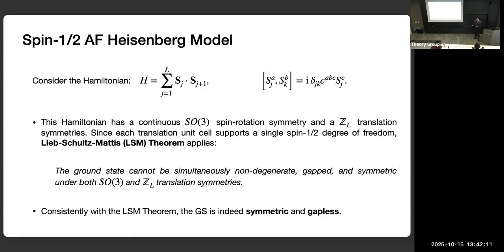Because of these symmetries, there's a constraint on the ground state of this Hamiltonian, what's called an LSM theorem. Namely, since each translation unit cell supports a single spin-1/2 degree of freedom, which realizes a projective representation of the SO(3) spin rotation symmetry, the LSM theorem tells us that the ground state cannot be simultaneously non-degenerate, gapped, and symmetric under both symmetries. And indeed, this Hamiltonian has a gapless spectrum. So the ground state is symmetric, but it's also gapless.